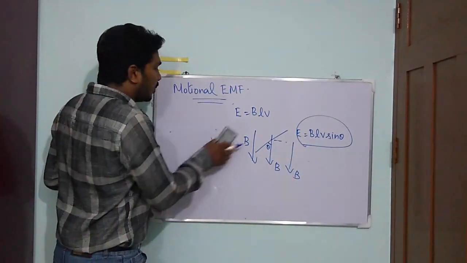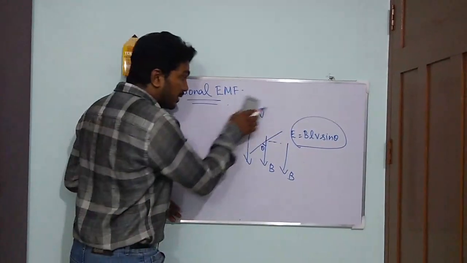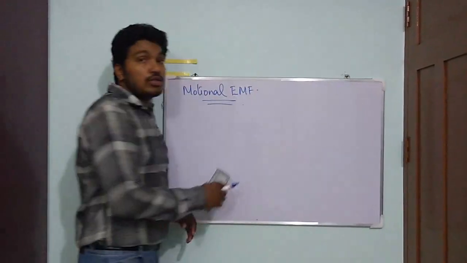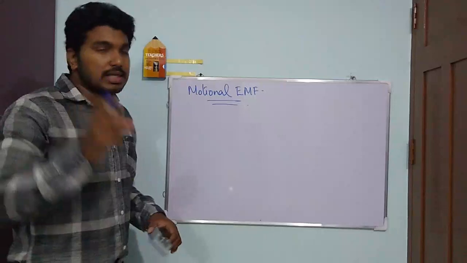So when it is moving perpendicular to a magnetic field, the induced EMF is BLV, and when it is making an angle theta with respect to the magnetic field, the induced EMF is BLV sine theta.